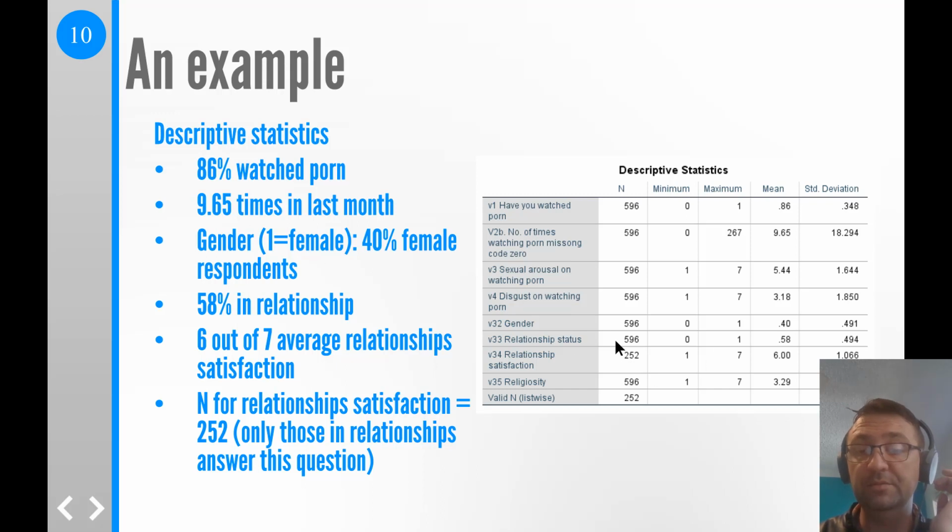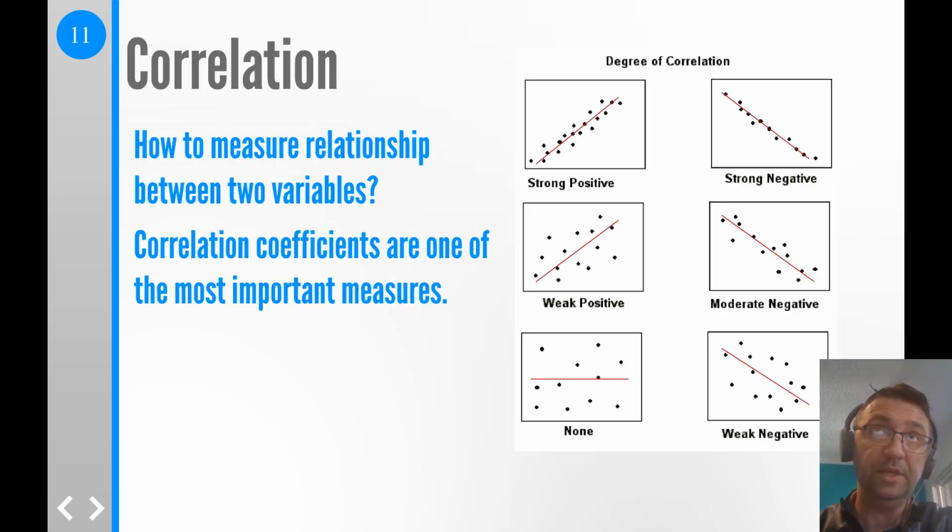So only the people who answered relationship status positive then answered this next question. Most of them are pretty happy. And religiosity, everyone answered it, and they were a bit religious, but not super religious on average. Next, we're going to deal with correlation. That was all just descriptive statistics, but we're now going to start dealing with concepts that use inferential statistics a lot more. So let's do the first one, correlation.